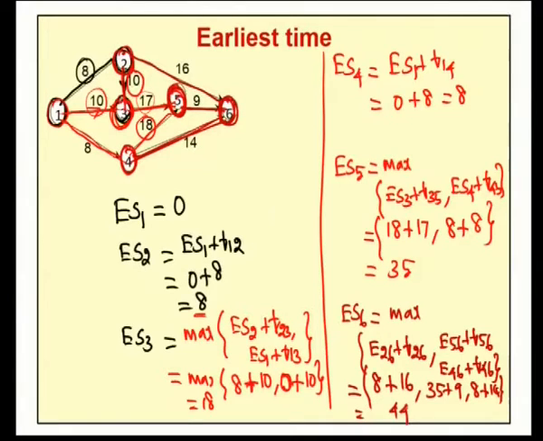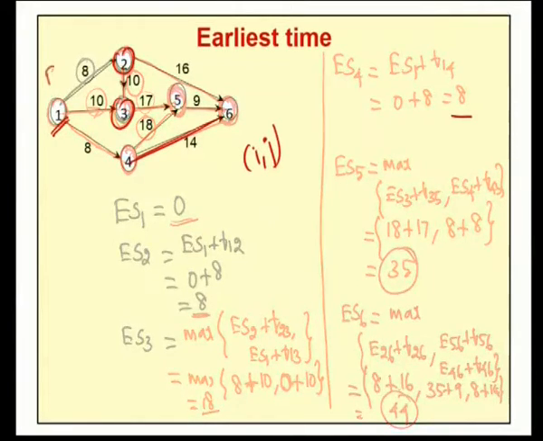Now, for each activity ij of our given project, we have computed the ES value. For the node 1, our earliest time is 0. For node 2, our earliest time is 8. For node 3, our earliest time is 18. For node 4, our earliest time is 8. For node 5, our earliest time is 35. And for the 6th node, the earliest time is 44. So, for the node 1, our earliest time is 0.